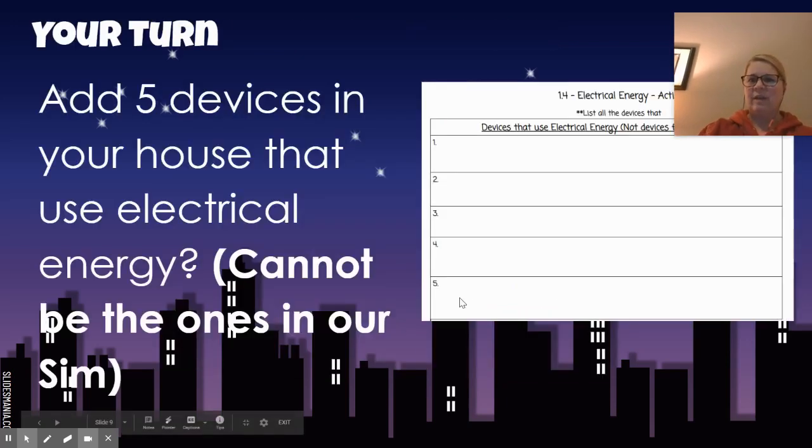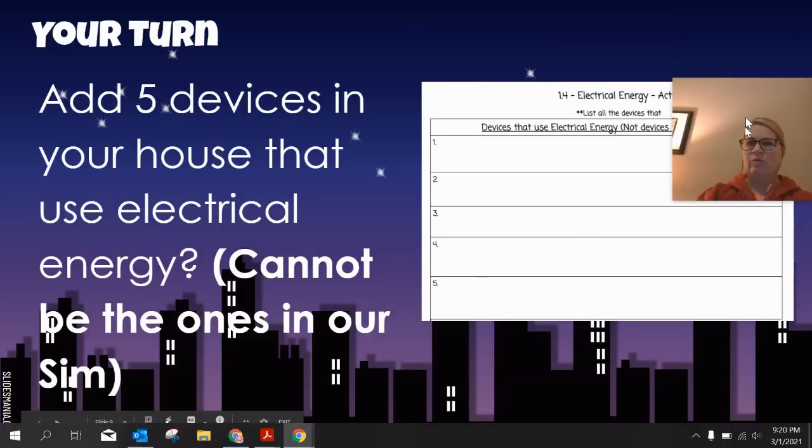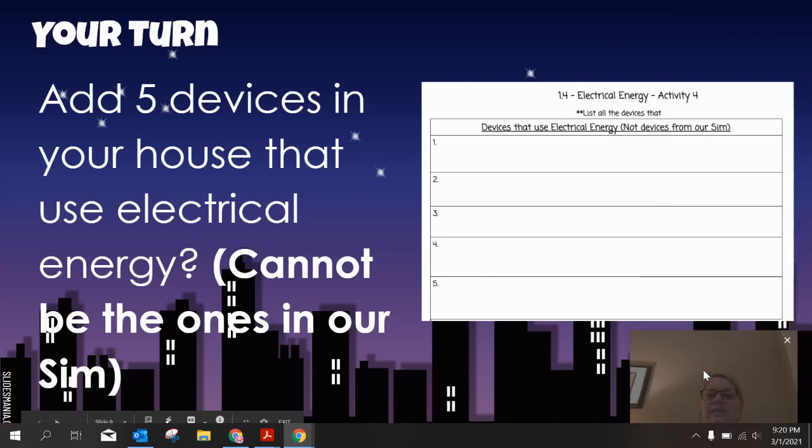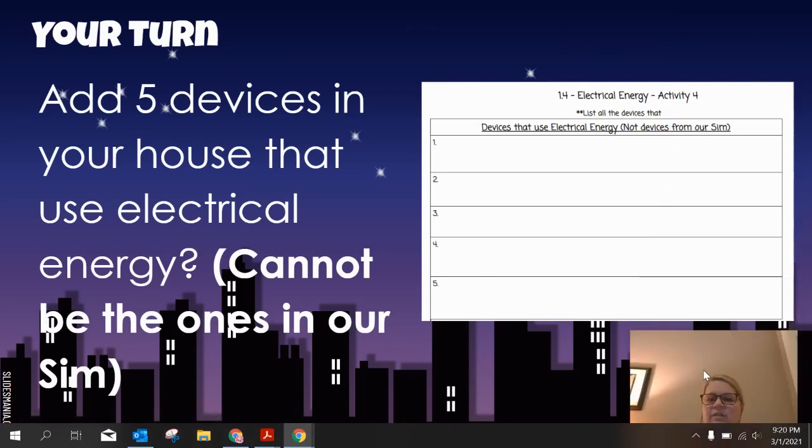So here's your assignment. Let me move my screen one more time here. In Seesaw, and everyone will need to do this in Seesaw, you're going to add 5 devices from your home that use electrical energy. Now, they cannot be anything from the sim. That means you can't do light bulbs, any kind of light bulb. You can't do a heater. You can't do a motor. You can't do the music player. You have to do things that were not included in our sim.